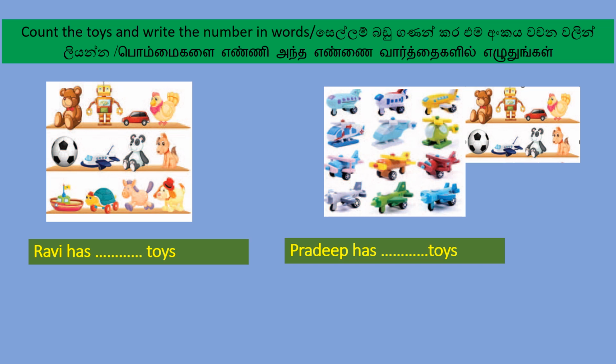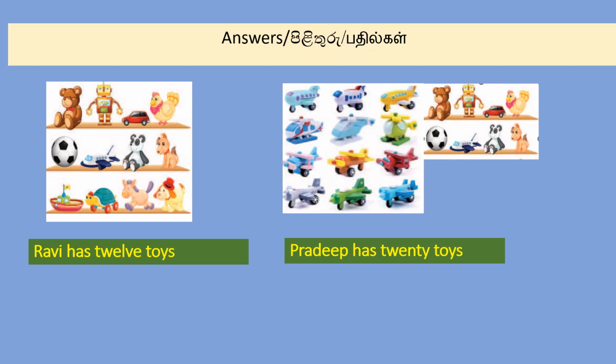Count the toys and write the number in words. Ravi has toys. Pradeep has toys. Answers: Ravi has 12 toys. Pradeep has 20 toys.